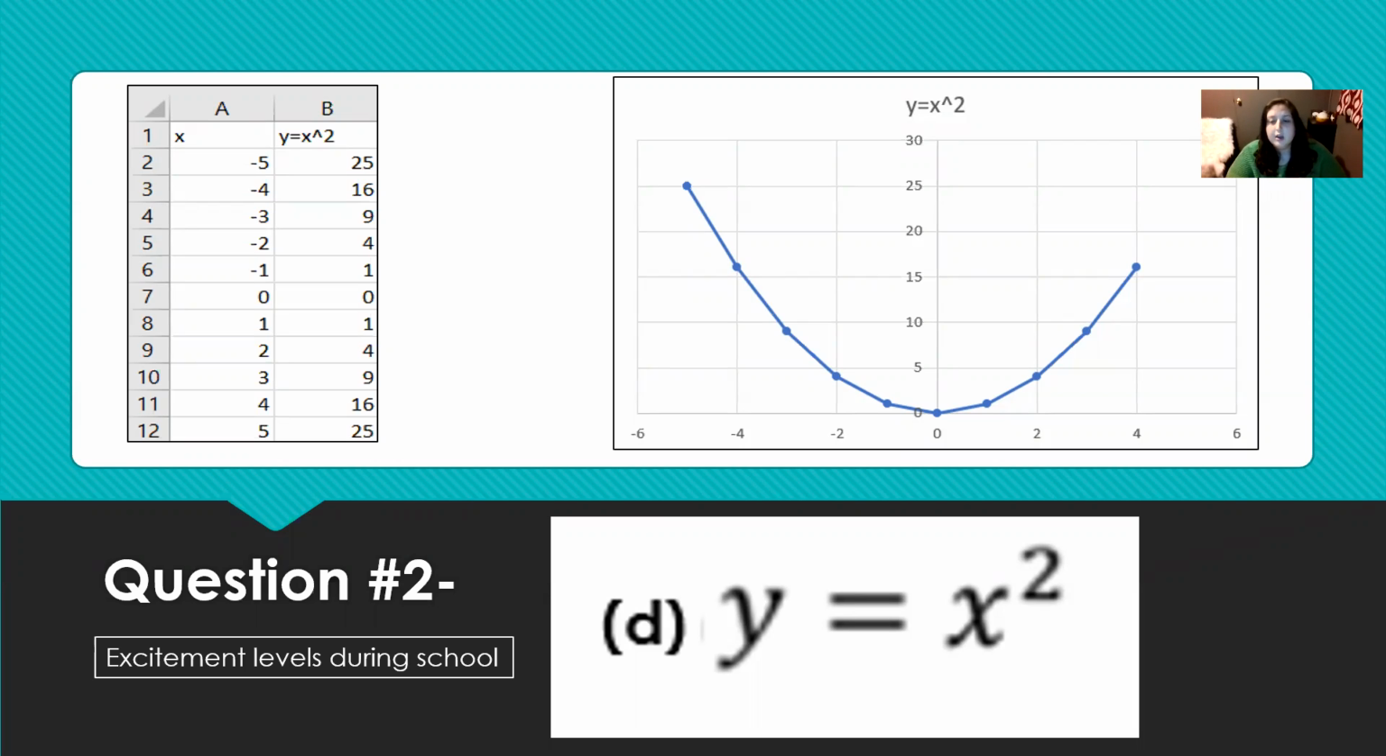And something that I thought was fitting for this one would be the excitement levels during school. So on the left side of the graph, it's when it's pretty high, or it's when it's the highest. And so we're going to think about this as when we start the semester. And then it slowly goes down the more homework you have, the more schoolwork you do. And then when it starts getting closer to the end of the semester, you start getting excited again that you're getting closer to being done. So this is what I came up with for the y equals x squared.